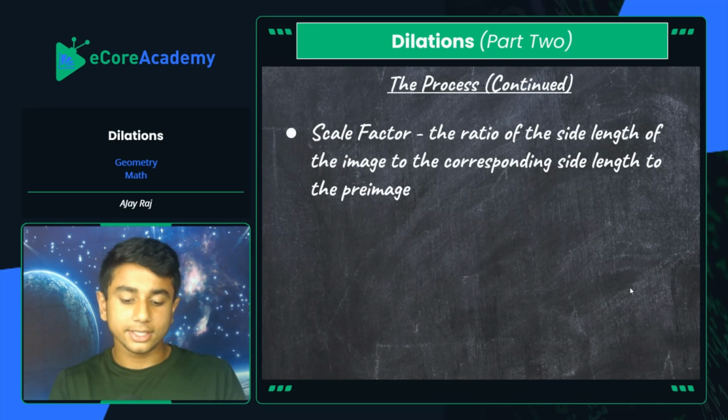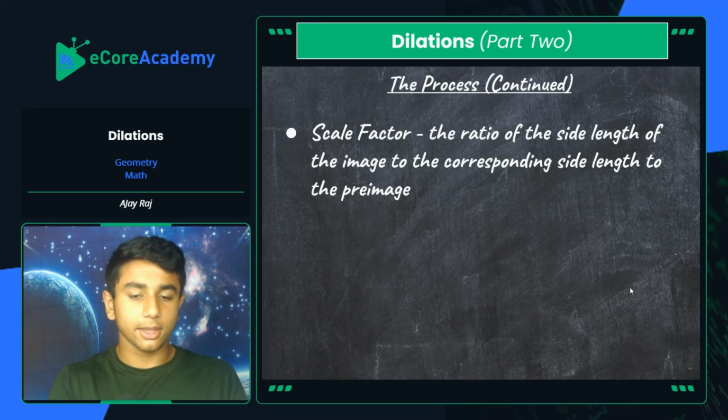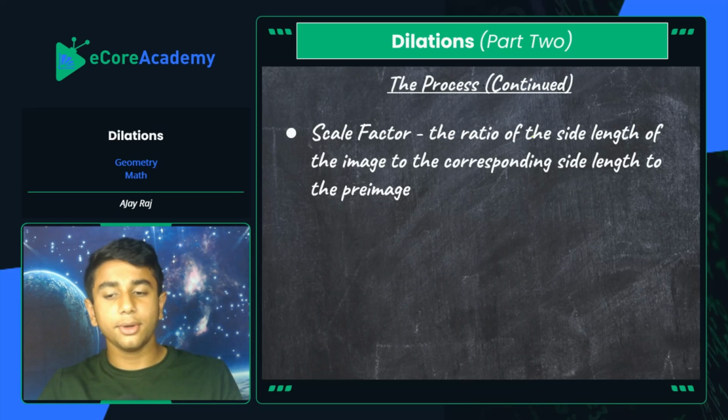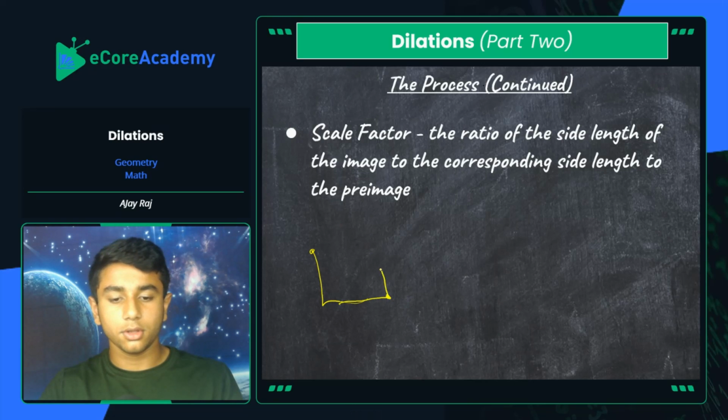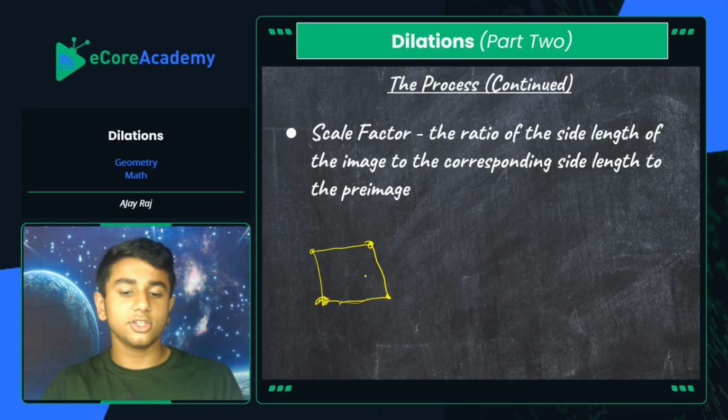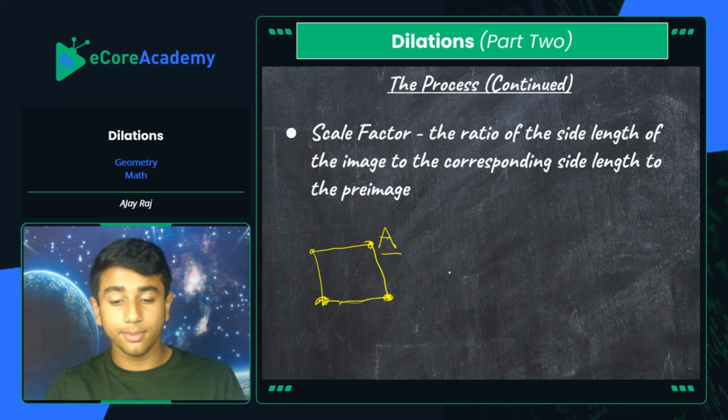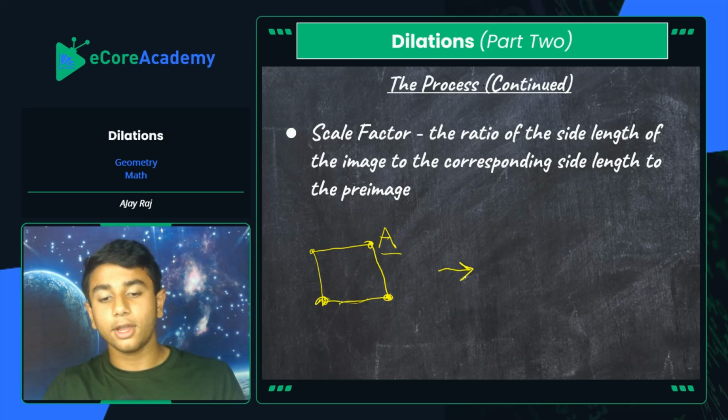So let's get into what exactly these components are. The scale factor, like I mentioned, is the ratio of the side length of the image to the corresponding side length of the pre-image. So that means, like I said, in any transformation, you're going to have your original. I'll use a square this time. So we have a square here, and let's say this is a parallelogram A, because it didn't come out exactly straight, and we're trying to dilate this figure, correct?